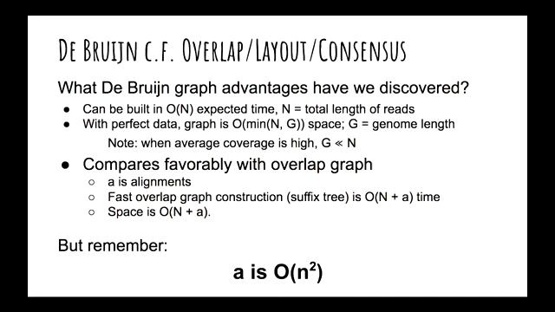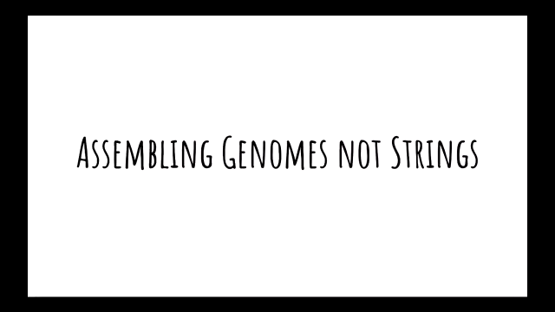Yes, and the other thing we need to remember is not only n plus a time, but a is n squared, so it's n plus n squared. So for the biologists in the room, that's computer speak for it takes a lot longer to build an overlap graph than it does a de Bruijn graph.